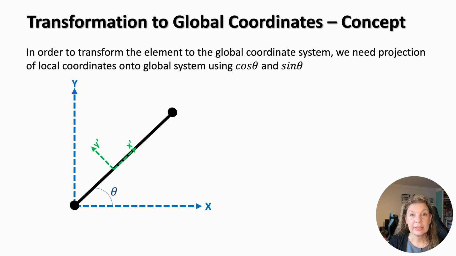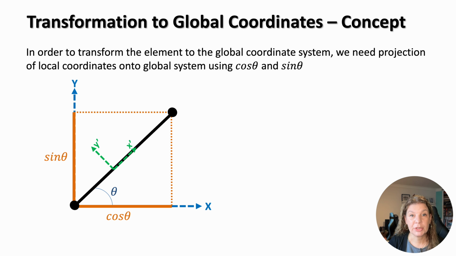To transform the element into the global coordinate system, we project its local axes onto the global axes. The local x' axis is rotated at an angle theta to the global x-axis. If we drop a perpendicular line from the tip of the local axis to the global x-axis, we obtain its horizontal projection, which is cos theta. We can also project onto the y-axis and obtain the vertical component, which is sin theta. These projections define how the local coordinate system relates to the global system, and they form the foundation of the transformation matrix that we will use to rotate displacements, forces, and ultimately the stiffness matrix into global coordinates.